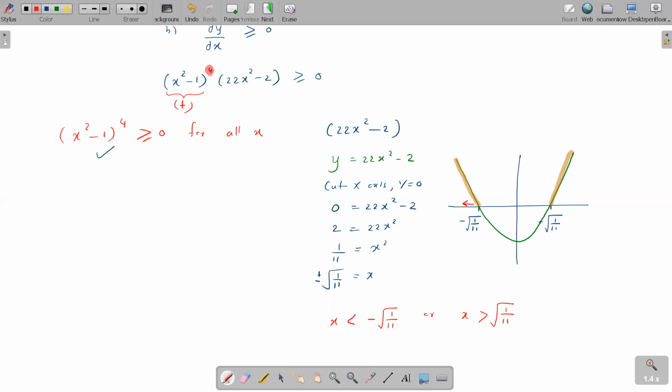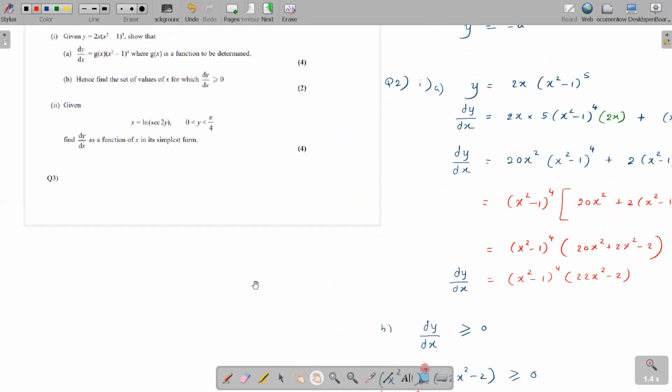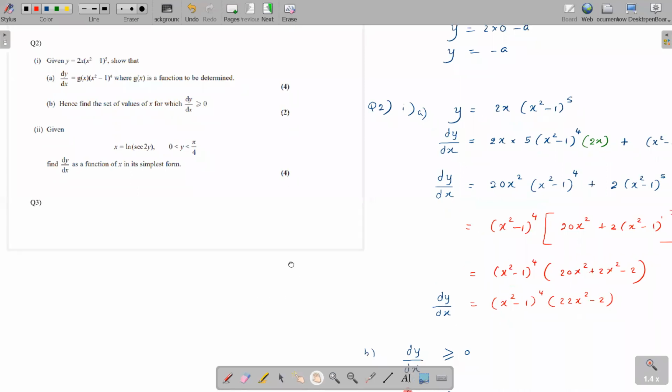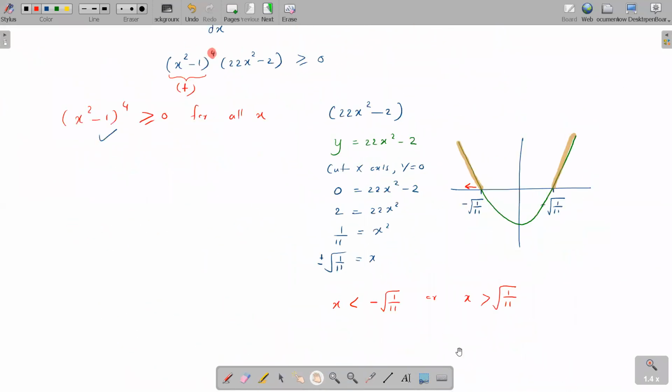Okay, so what do you guys think about this? Ask your questions. So that's the final answer here, right? What do they want? Hence, find the set of values of x for which dy by dx is greater than or equal to 0. Yes, that's all.